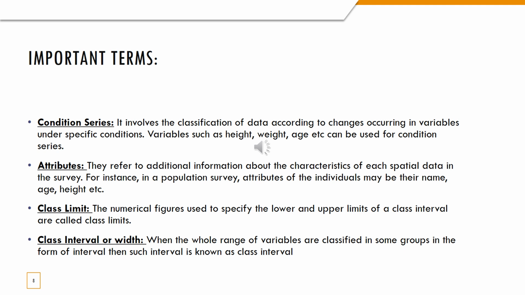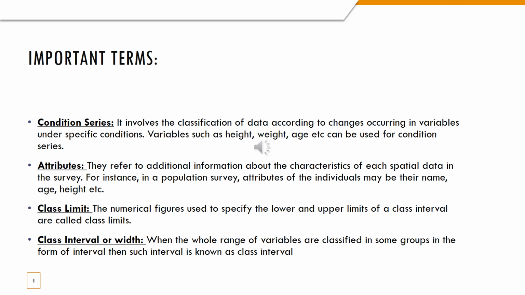Now we have certain other important terms which are used again and again when you will be doing the numerical questions as well as theory. One of them is condition series. This is the series of data which is according to different conditions, and those conditions may be height, weight, age, etc. According to that series you have to solve the questions. Next is attributes. Attributes are the characteristics. Attributes refer to additional information about the characteristics of each spatial data in the survey. For instance, in a population survey, attributes of the individual may be their name, age, height, etc.